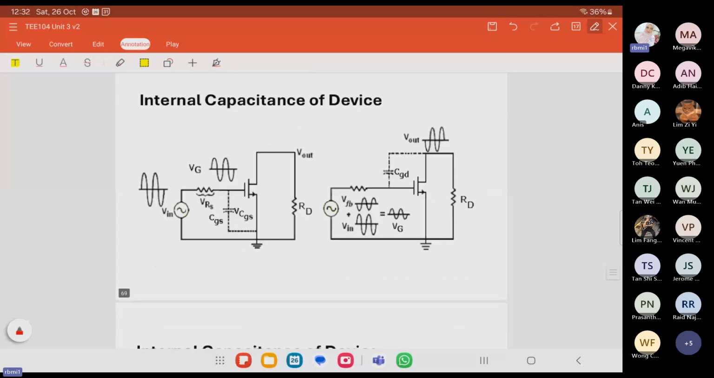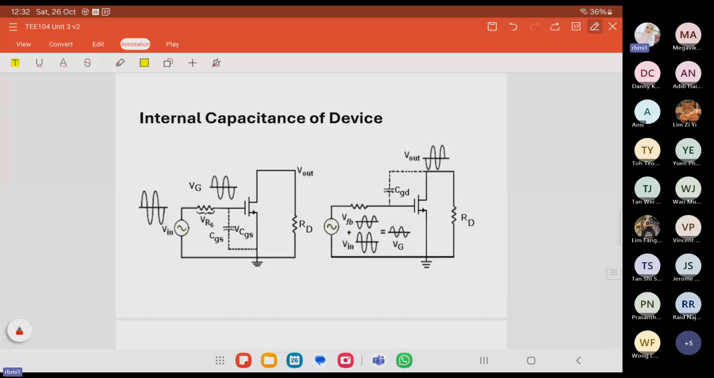Let's see the figure. This is the internal capacitance of the device, and its effects on the frequency. The magnitude of the capacitance between drain and source, CDS, is around 2 orders smaller than CGS and CGD. That is why it is considered insignificant, so we are not going to consider it. This is the AC equivalent circuit showing the effect of the capacitances CGS and CGD.